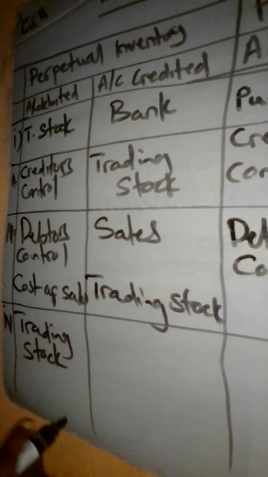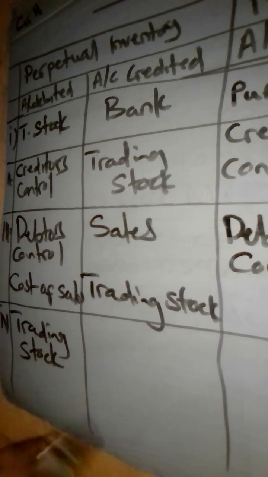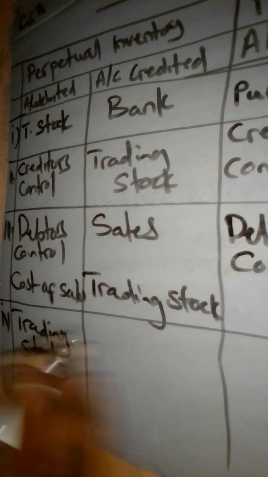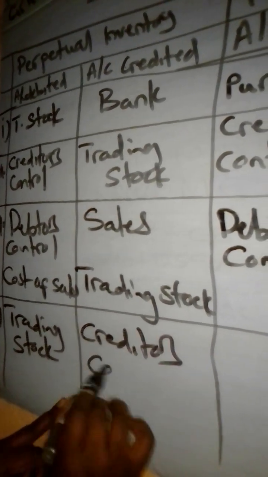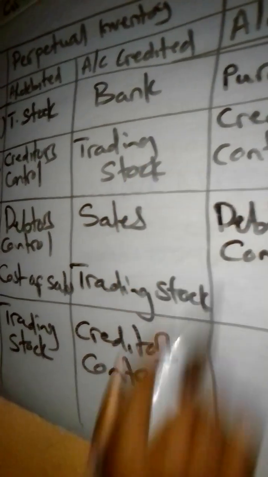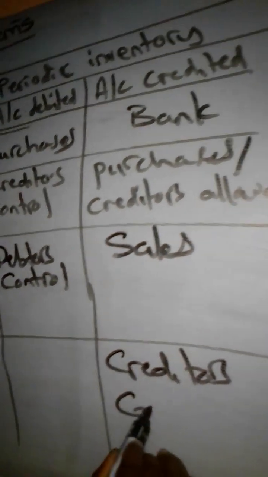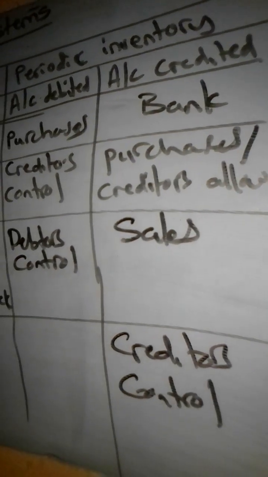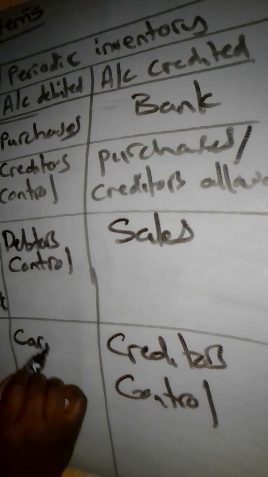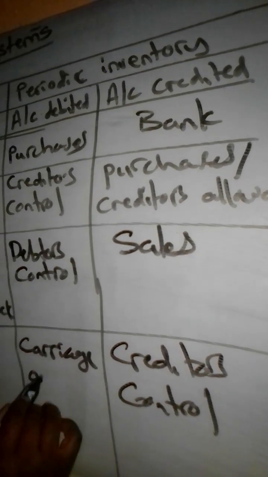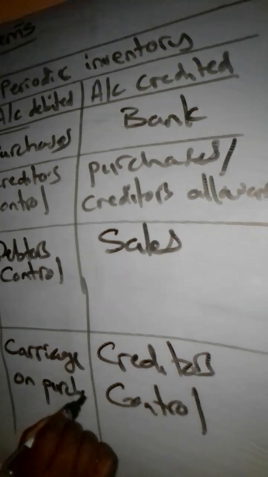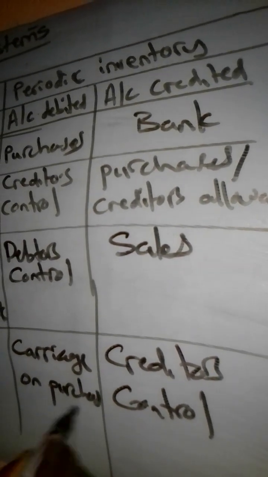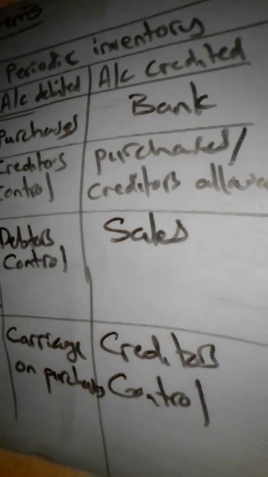What about the account to be credited? We have not yet paid. The money is payable for these deliveries that took place. So then we are going to indicate creditors control. It's the same thing under the periodic inventory system. On the credit side, it's going to be creditors control. What about on the debit side? We are going to indicate carriage on purchases. Why? The carriage on purchases increases the value of our purchases, and purchases are debited. Anything that increases purchases is supposed to be recorded on the debit side.